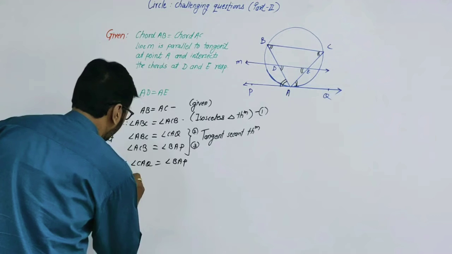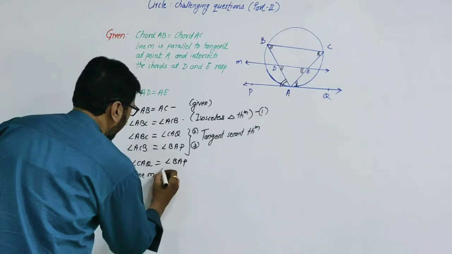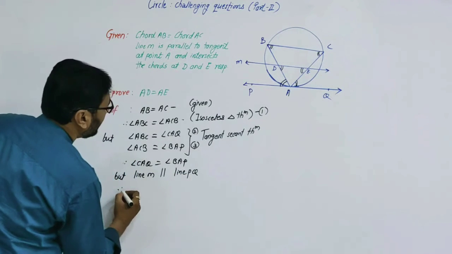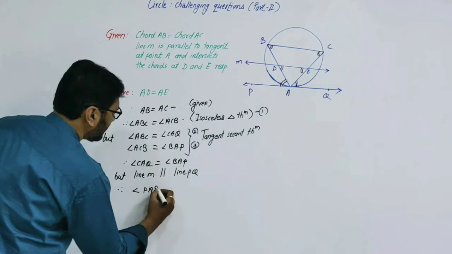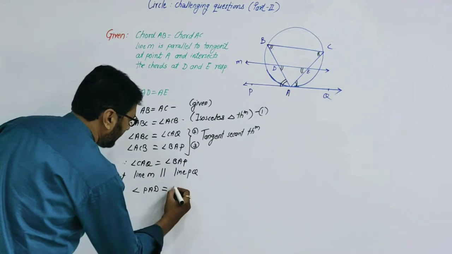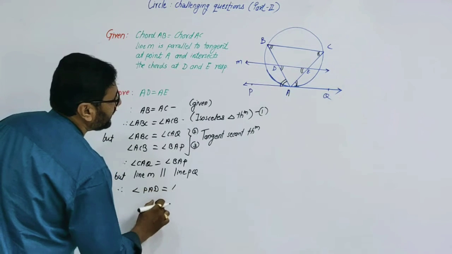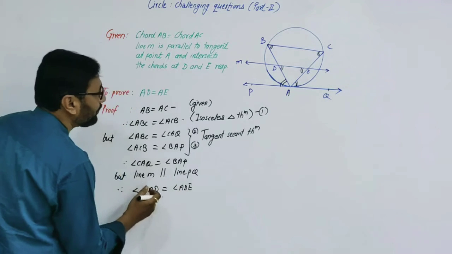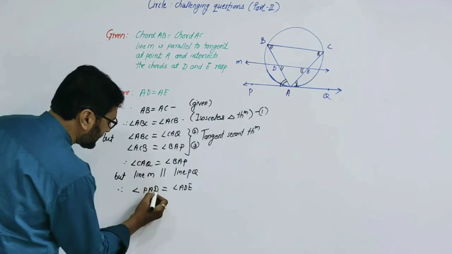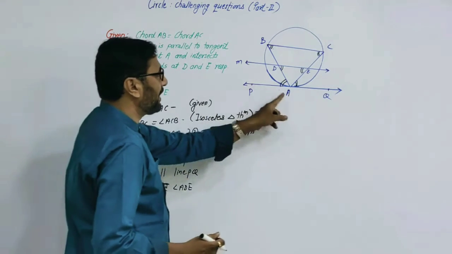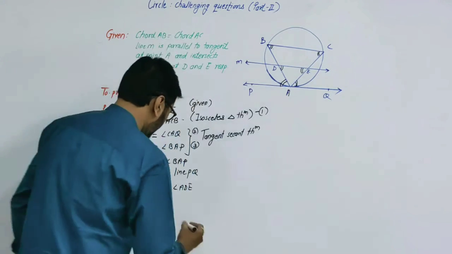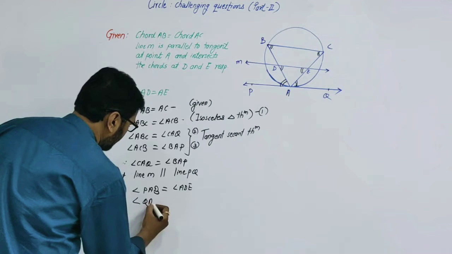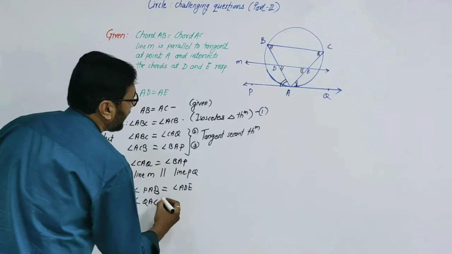But line M is parallel to line PQ. Therefore, angle PAD is equal to angle QAE. Angle PAD is equal to ADE. Instead of PAD, you will write PAB also. Angle PAB is equal to ADE, and angle QAC is equal to angle AED.